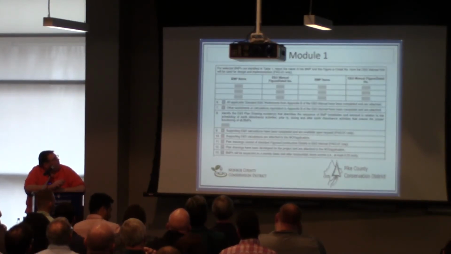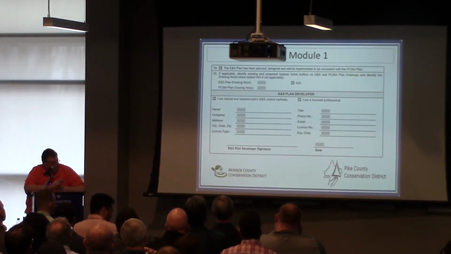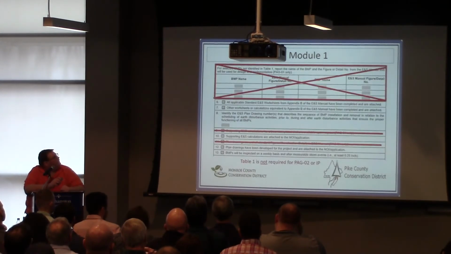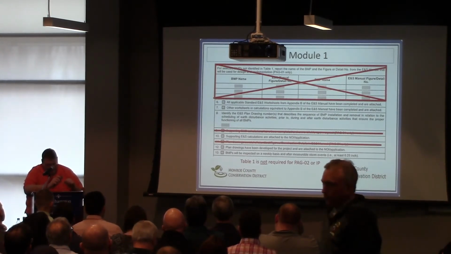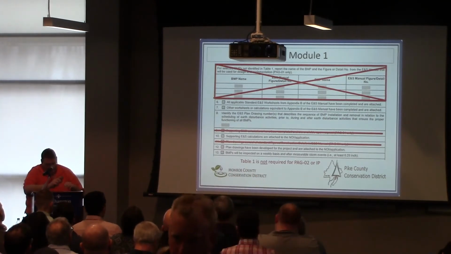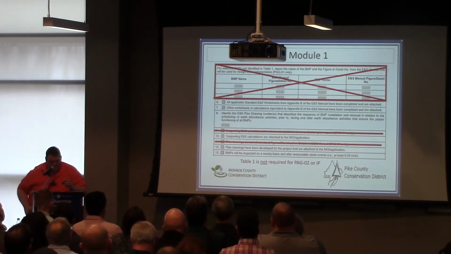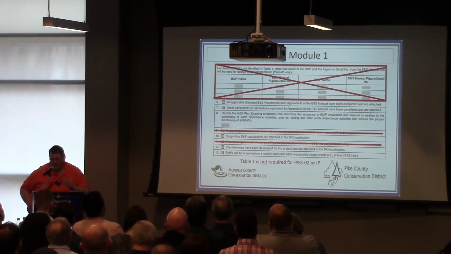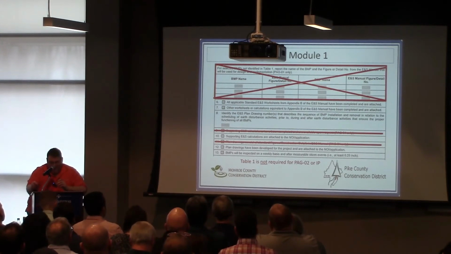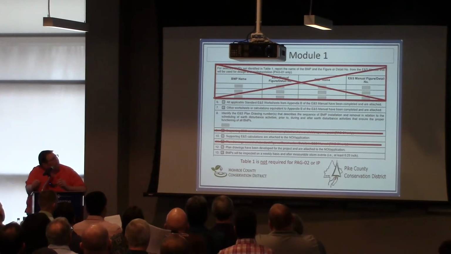Continuing on the ENS module. So that was quick. So let me get my train of thought here again. Table 1 doesn't need to be filled out for PAG02s or IP, individual permit applications. It's only applicable for ENS plans or ENS permits.